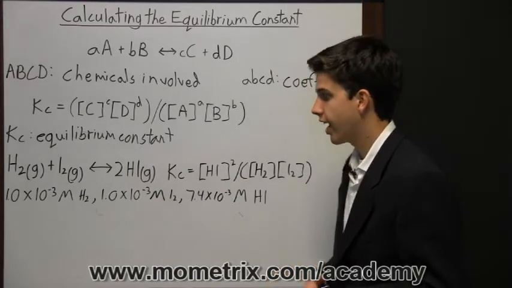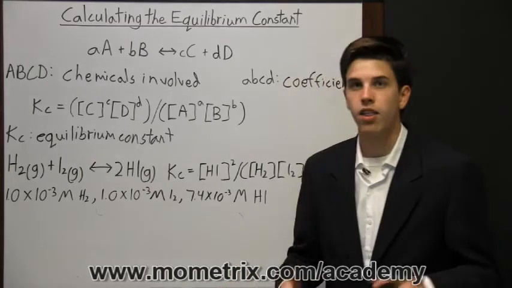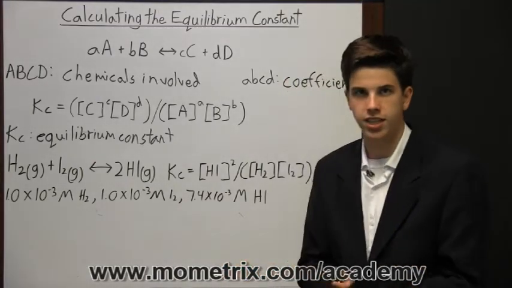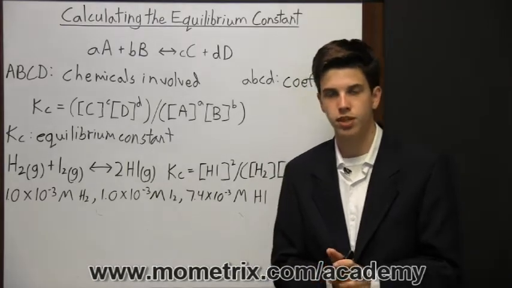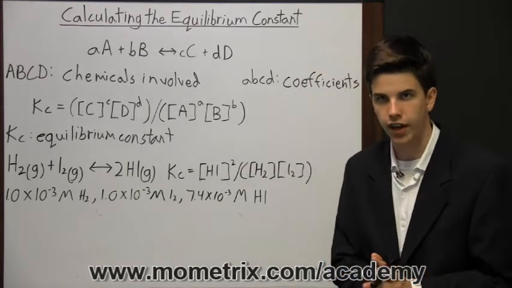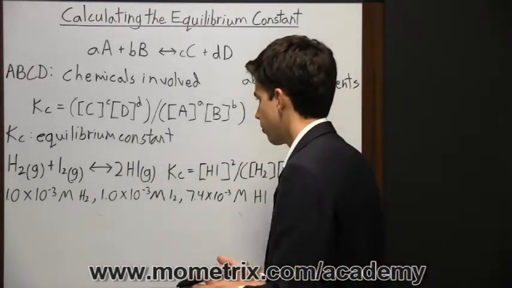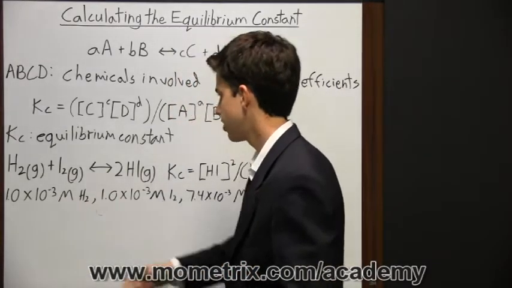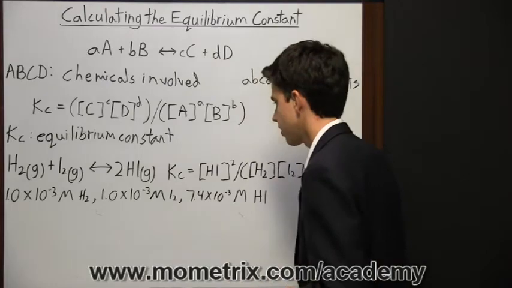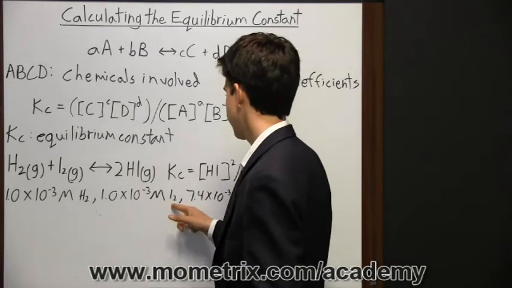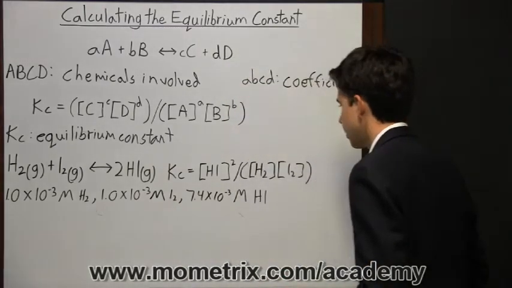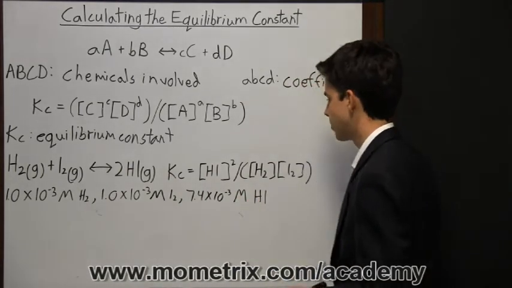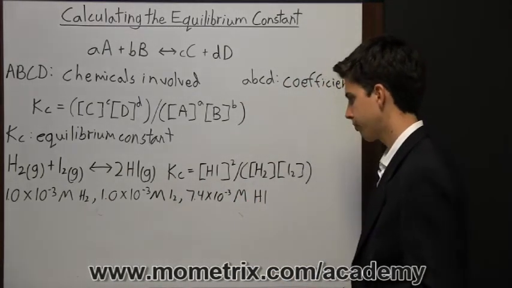So now we go ahead and take a look at the molarity of each chemical, because the concentrations here must be expressed in terms of molarity. So the molarity for H2 is 1.0 times 10 to the negative 3. It's the same for iodine too. And then for hydrogen iodide, it's 7.4 times 10 to the negative third.